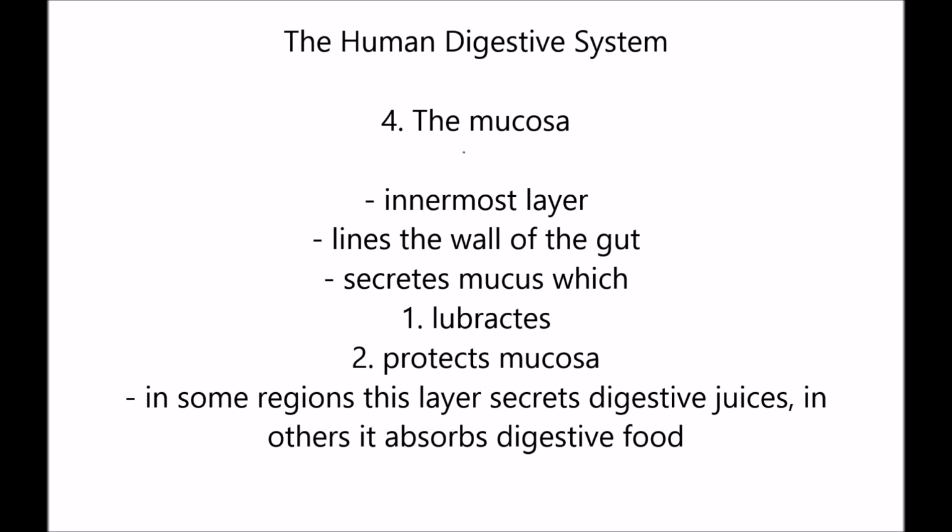And the final layer of the gut is the mucosa, which is the innermost layer. This lines the wall of the gut and secretes mucus, which lubricates and protects the mucosa. In some regions, this layer secretes digestive juices. In others, it absorbs digested food.